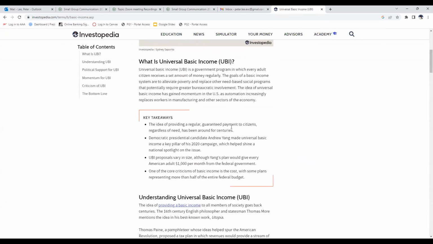The idea of providing regular guaranteed payments to citizens regardless of need has actually been around for centuries. It's not a new idea. Democratic presidential candidate Andrew Yang actually made it a key pillar of his 2020 campaign. He actually isn't even a Democrat anymore, though. UBI proposals vary in size, although Yang's plan would have been $1,000 per month from the federal government for every American adult, 18 until you die. And one of the core criticisms is the cost. We're saying some plans would represent half the entire federal budget.